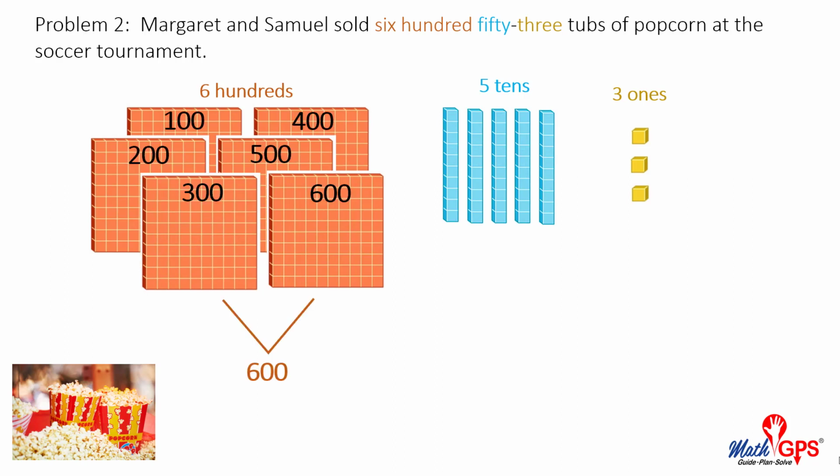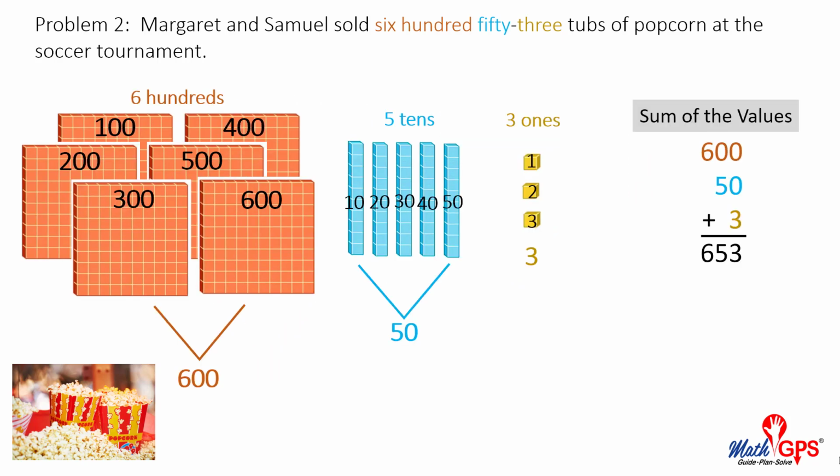To find the value of the hundreds, tens, and ones, we skip count. Let's count by 100s first. 100, 200, 300, 400, 500, 600. The value of the flats is 600. For the value of the strips, let's skip count by 10. 10, 20, 30, 40, 50. The value of the strips is 50. For the value of the unit cubes, let's count by 1. Count with me. 1, 2, 3. The value of the unit cubes is 3.